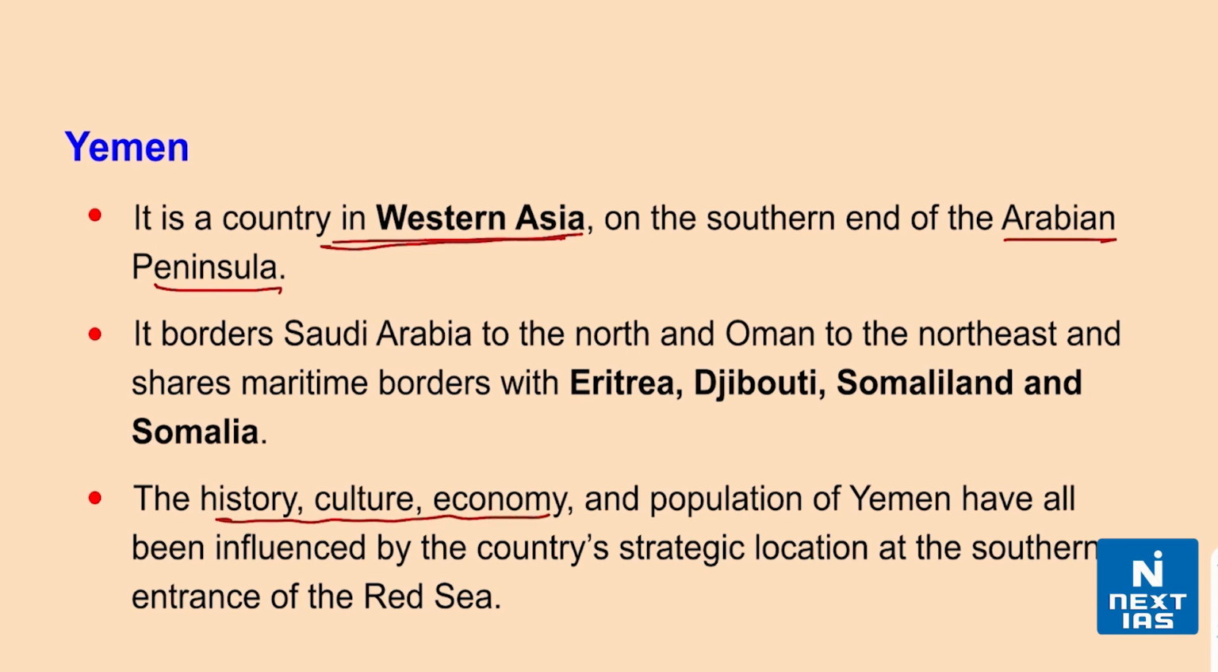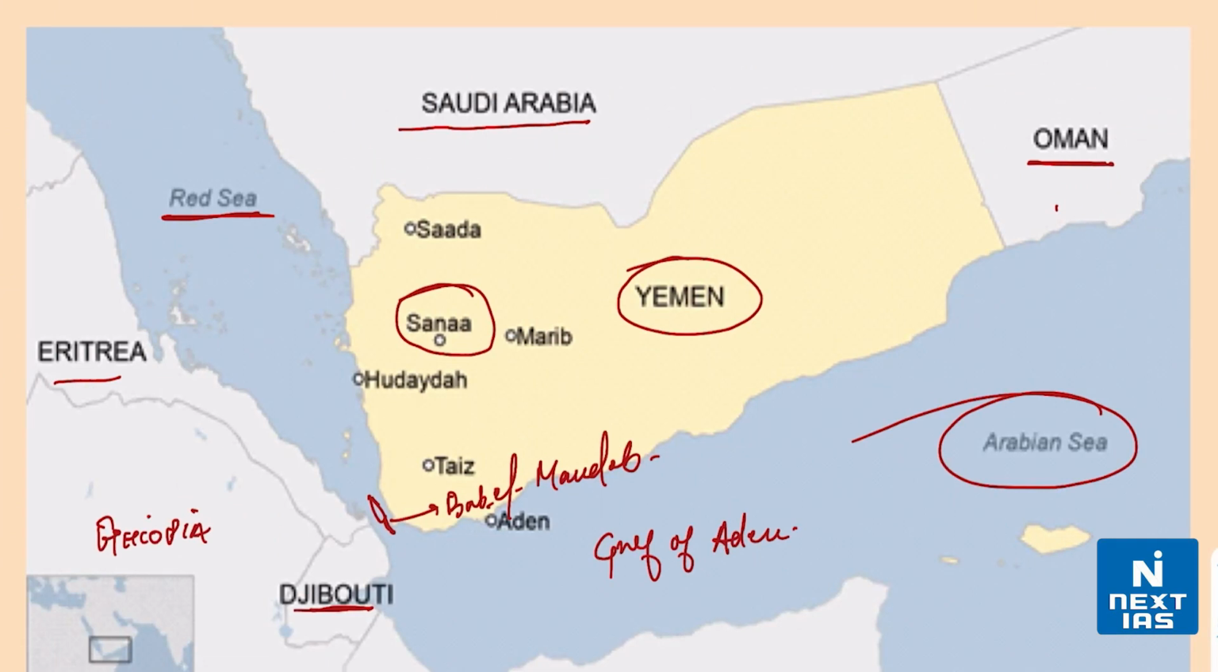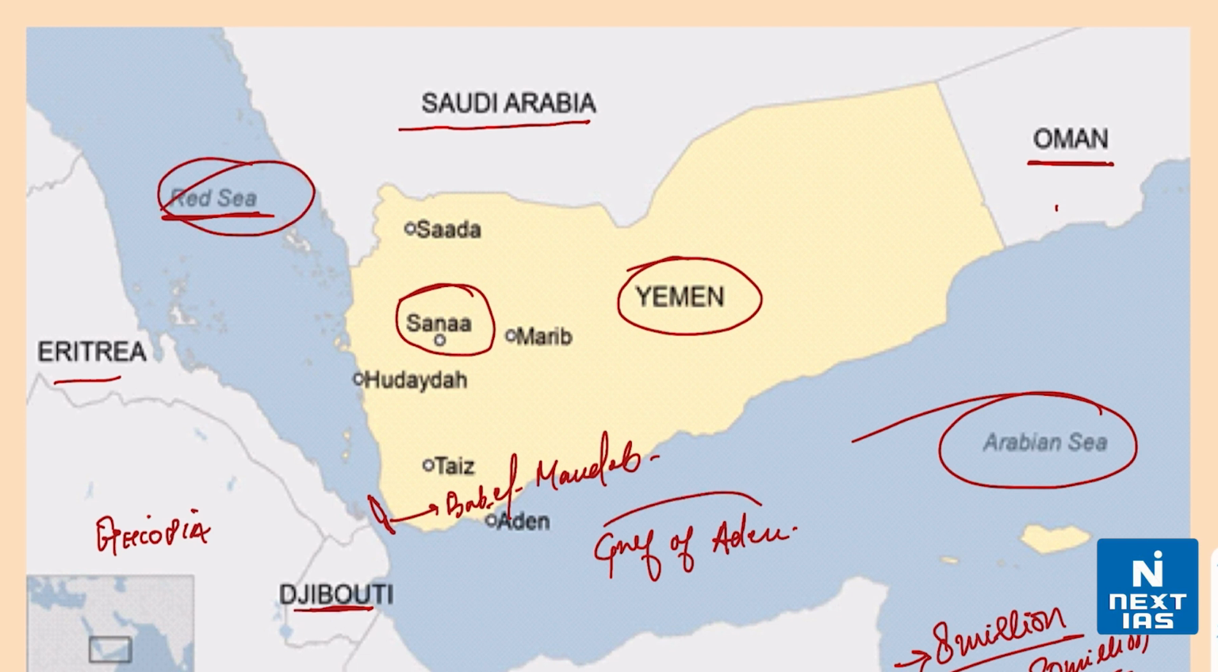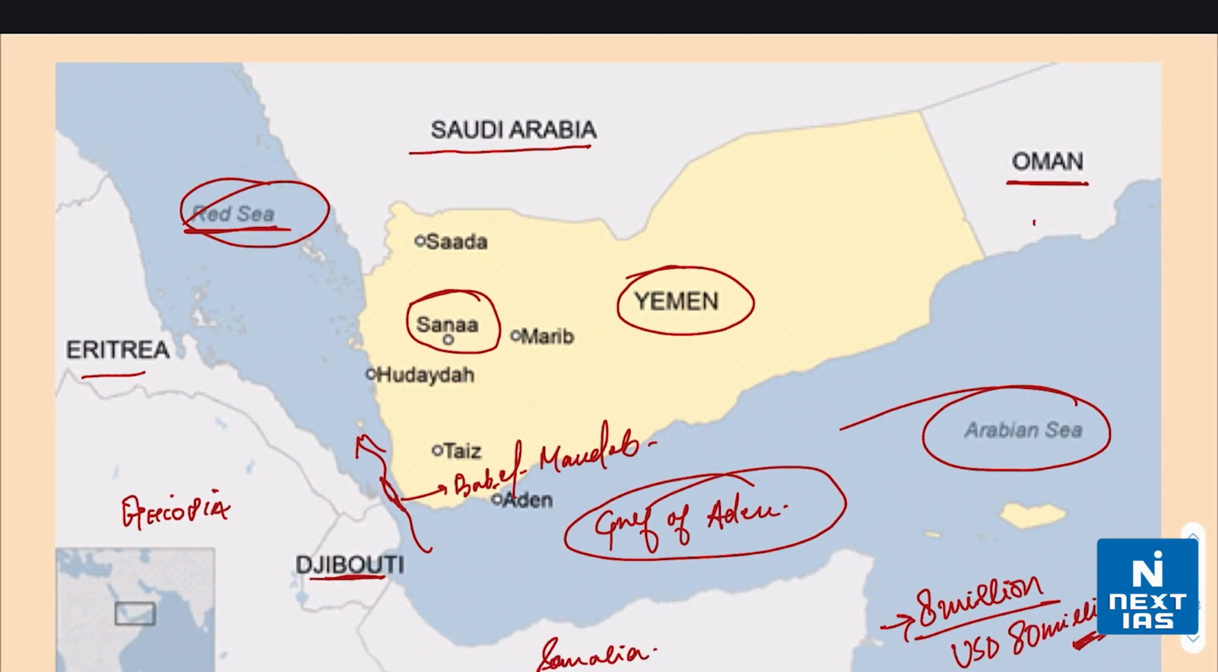Now the history, culture, economy and population of Yemen have all been influenced by the country's strategic location at the southern entrance of the Red Sea. For India, it is also very important from the point of view of oil security. There are around 8 million Indian expats living in Yemen, who annually send a remittance of around $80 million. Yemen is also strategically important because it sits on the strait that links the Red Sea with the Gulf of Aden, through which most of the world's oil shipments pass. So this was about Yemen.